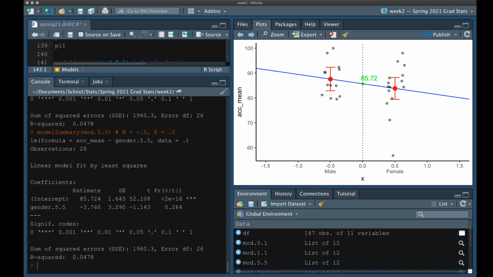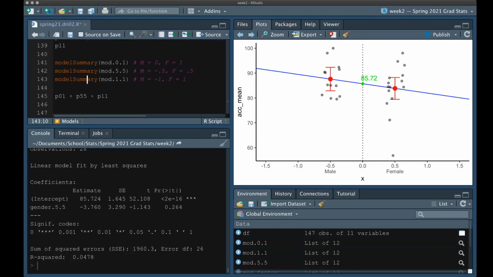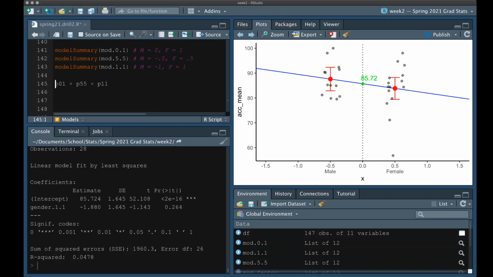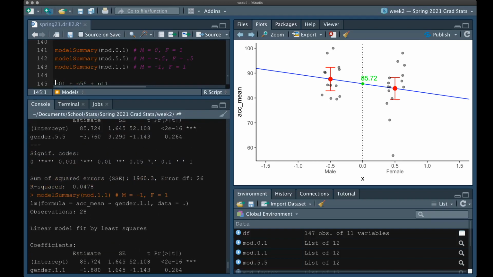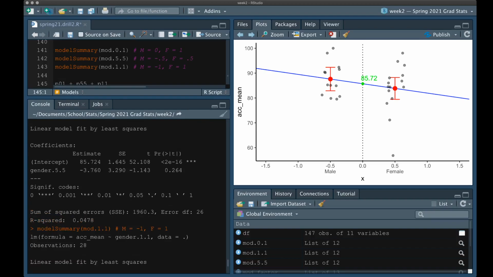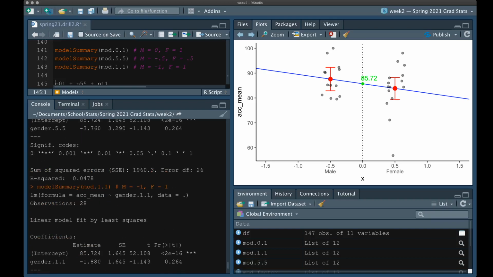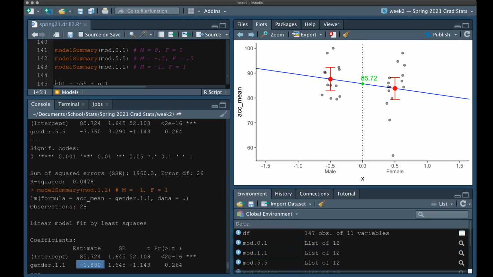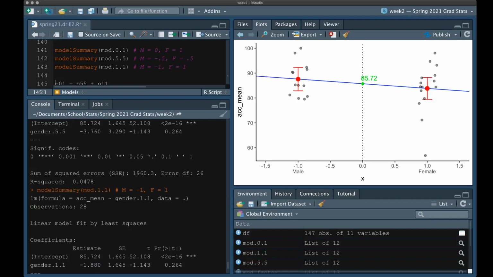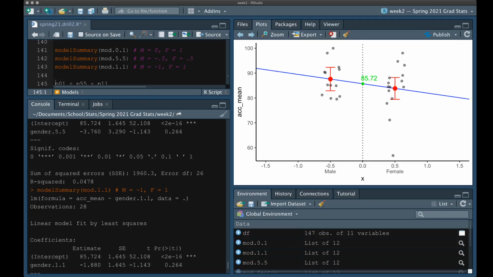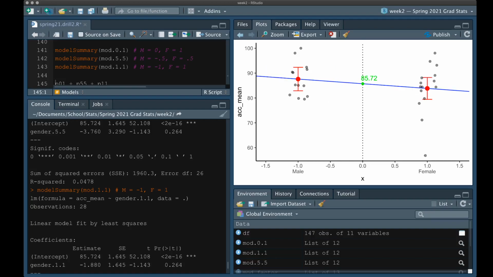So then what about our final model here? What about when we code this as -1 and +1? Now we notice that when we compare that to our -half, +half, our intercept stays the same, 85.72, but now our slope has changed. Why is that? Well, let's look at what it looks like to graph this as -1 and +1. So again, here is the same thing. We're just shifting out to -1 and +1 instead of -half and +half.